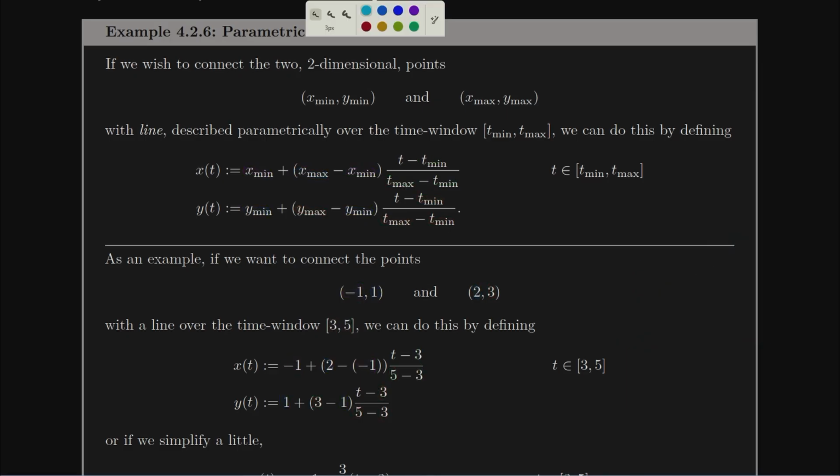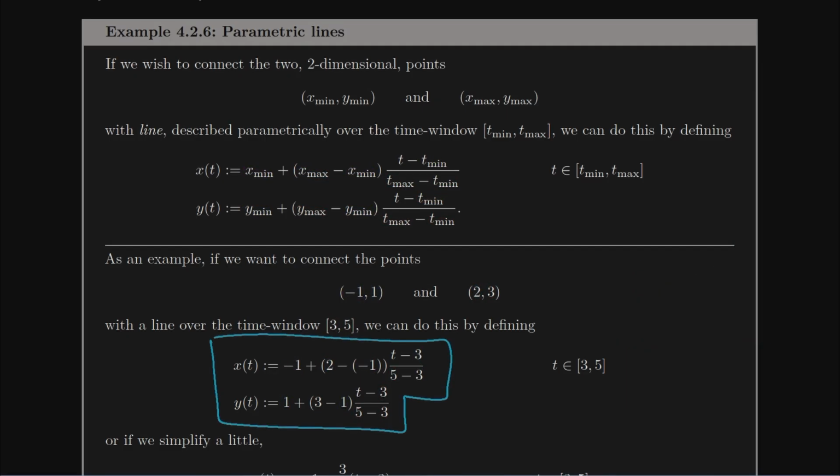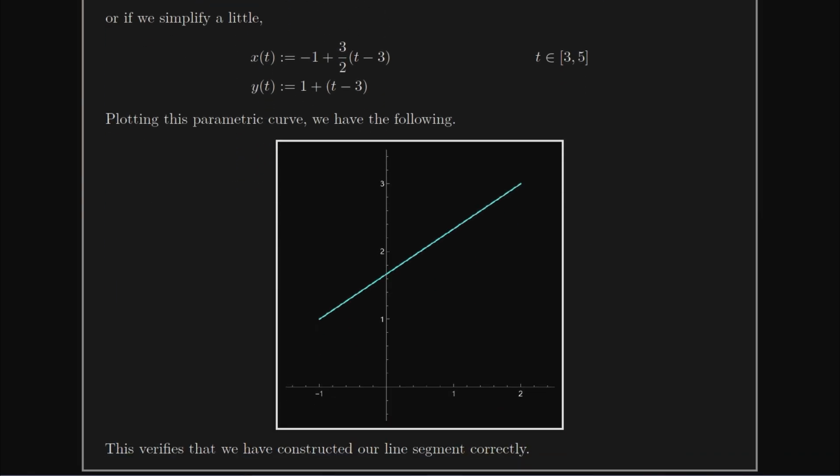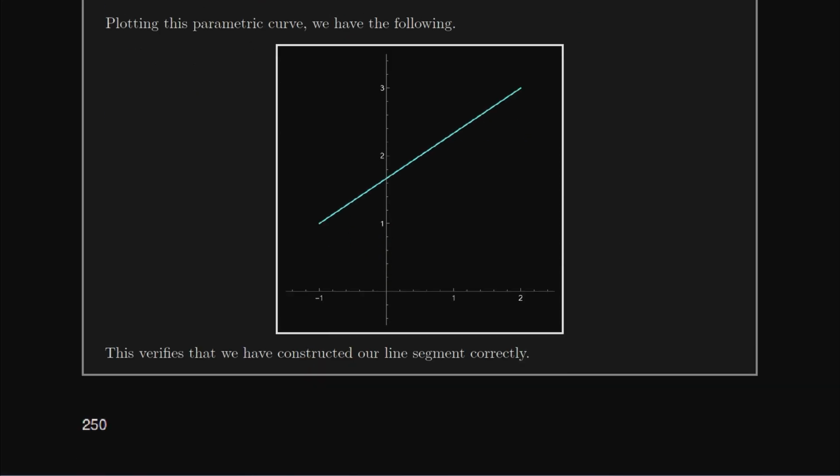Now I could be satisfied with this collection of parametric curves, but of course, 2 minus negative 1 is 3, 5 minus 3 is 2, so really there's a 3 halves there. 3 minus 1 is 2, and 5 minus 3 is 2, so those will cancel. And I'll just have a 1 there, so here's where I have my 3 halves and my 1. And so that's going to be my collection of parametric curves, which describes this particular line segment I'm interested in. If I go ahead and plot it the way we were doing in subsection 1, we see, yes, I've plotted that line segment correctly.